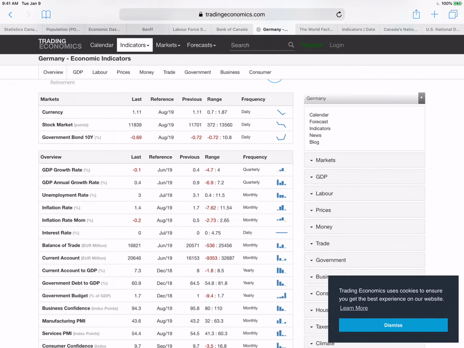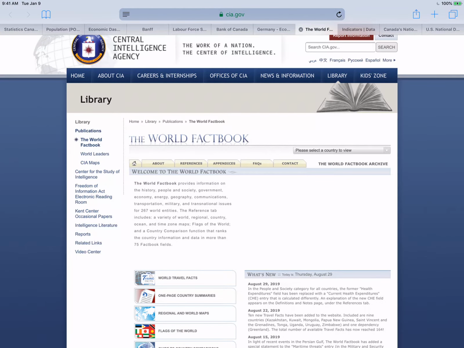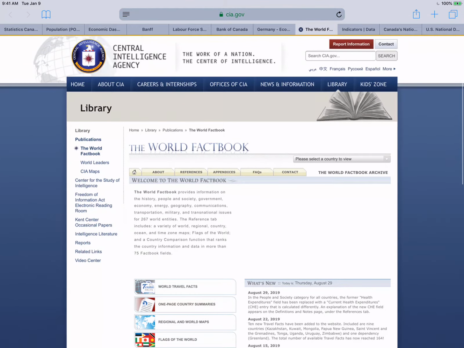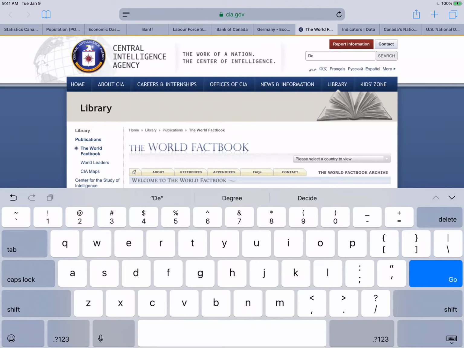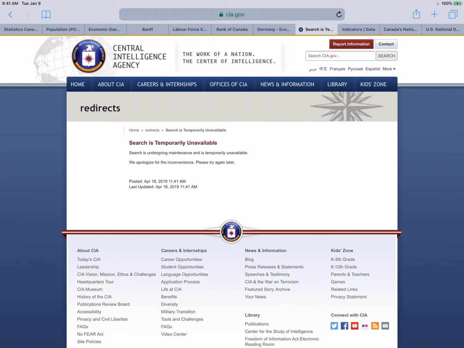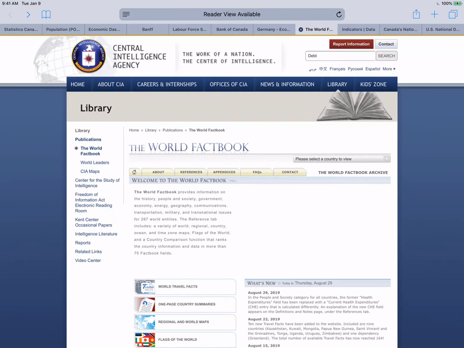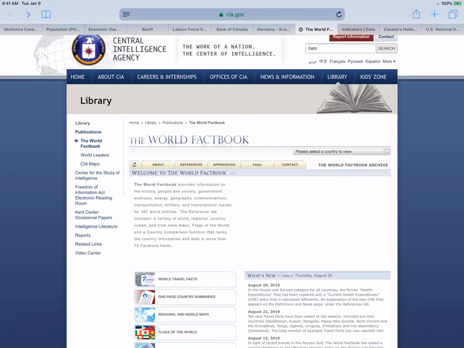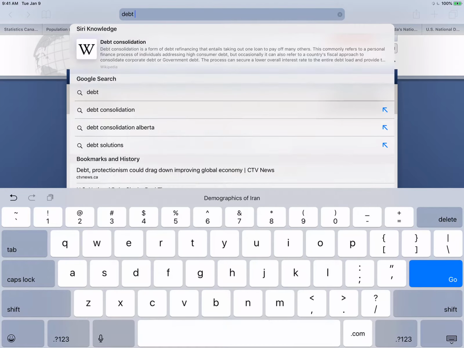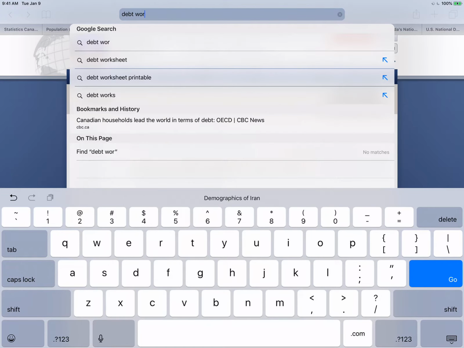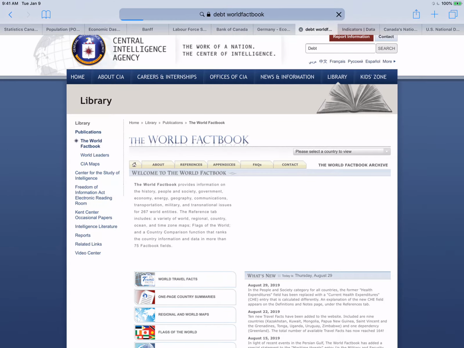If you are collecting information across countries, other places you can go are the World Factbook. The World Factbook has information, for example, on debt. So we could go in here and search the CIA World Factbook and we could look up debt. And sometimes you just have to type in debt and World Factbook. If their search engine's not working well, you can go outside of it and search this way.